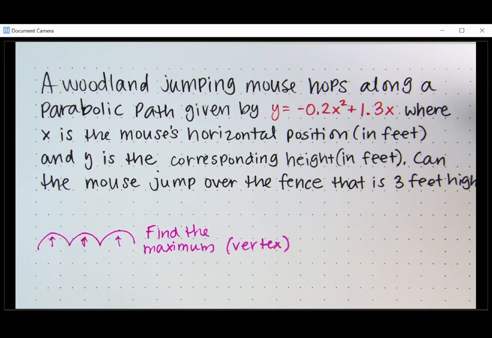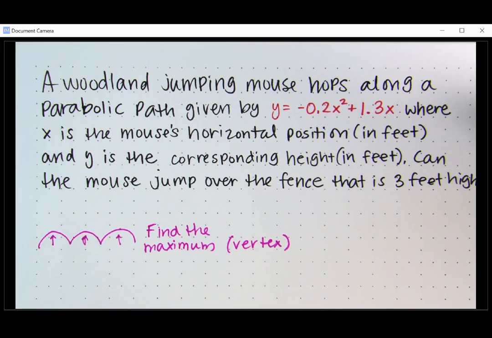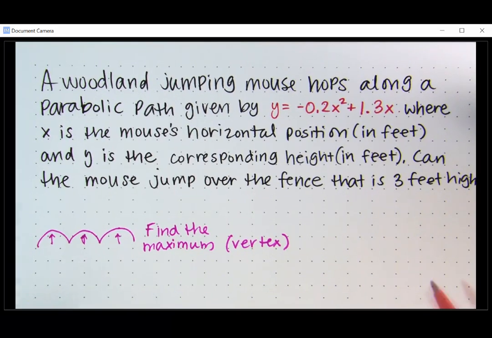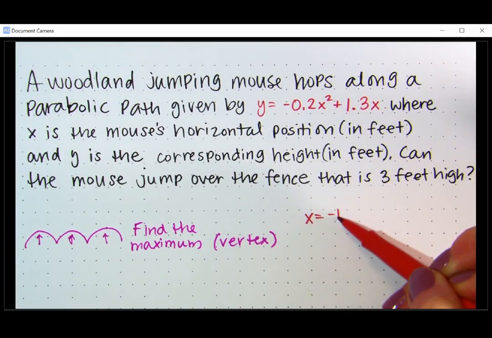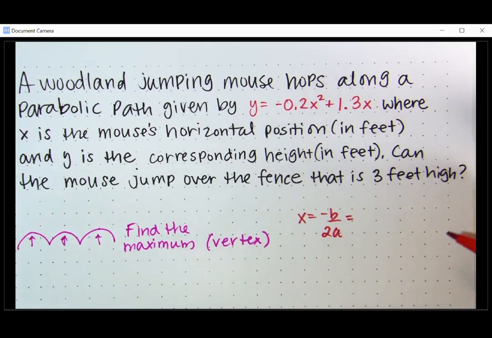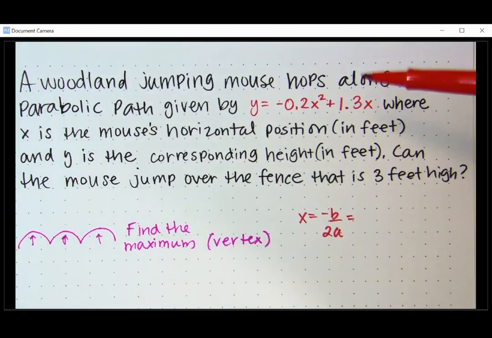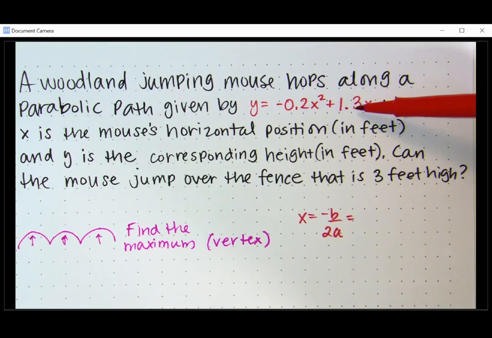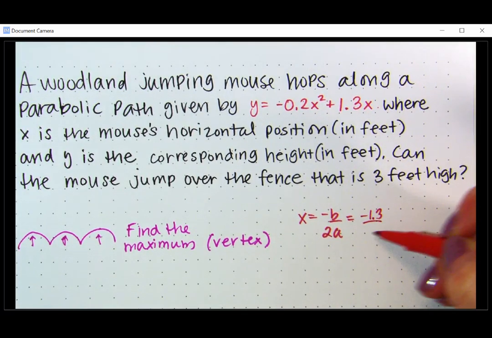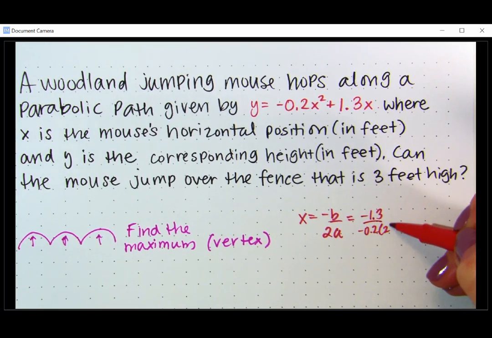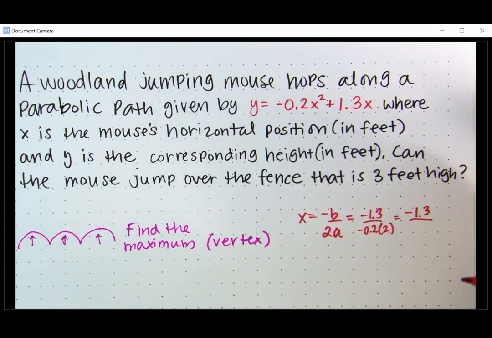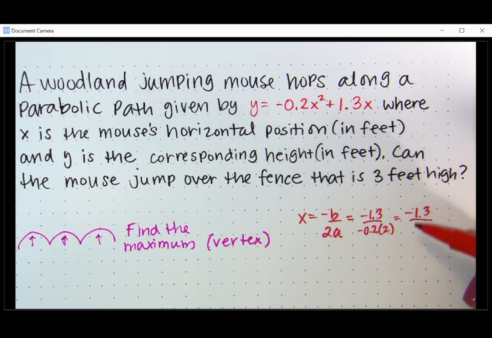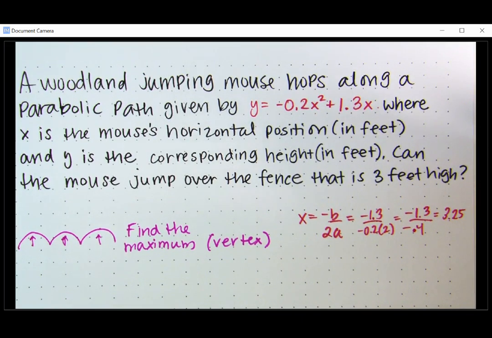Okay, remember that the vertex is the x that we get from our line of symmetry, or axis of symmetry. So I know my x is going to equal negative b over 2a. So we're going to substitute that information. If I look up here, my a is negative 0.2, my b is 1.3. So I get negative 1.3 over negative 0.4, which equals 3.25.